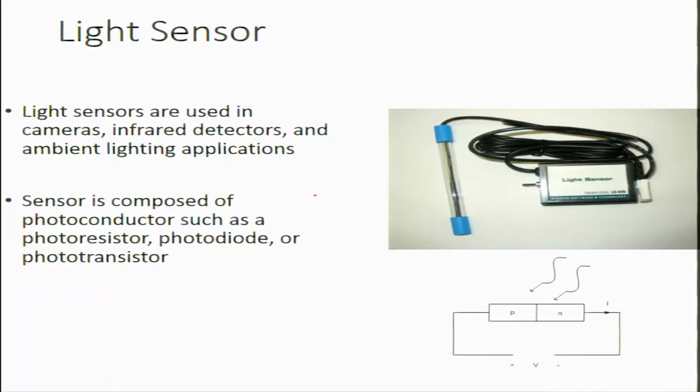Sensors can also be utilized for various light devices, or devices which get actuated with light, for example, cameras or infrared detectors. Here the sensor is composed of a photoconductor, mostly something which gets actuated in terms of its conductivity through exposure to light. There could be a photoresistor or a photodiode or a phototransistor. All of these are amenable. This is a photodiode, for example. There is a light signal coming here, this is h nu, and it changes the electrical band gap, and so there is a change in the resistance of the device based on such an exposure to a certain light.